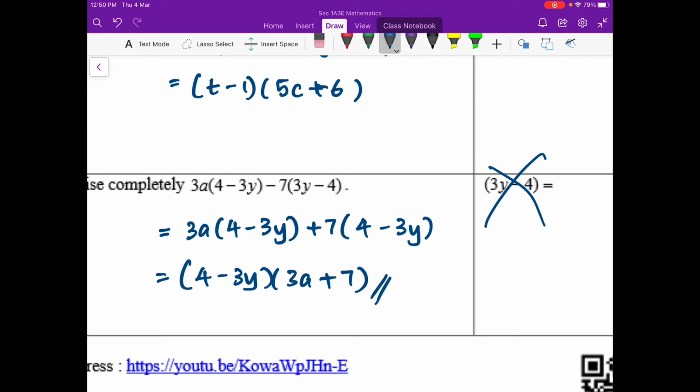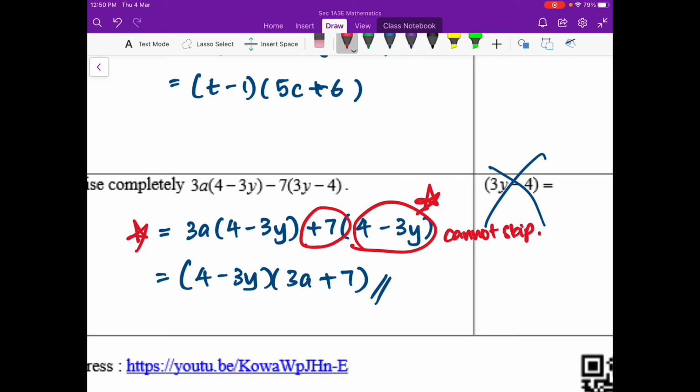Okay, this is a required step. You need to show this step. You cannot skip this. We want to see how you change the sign here and how you change the signs here.